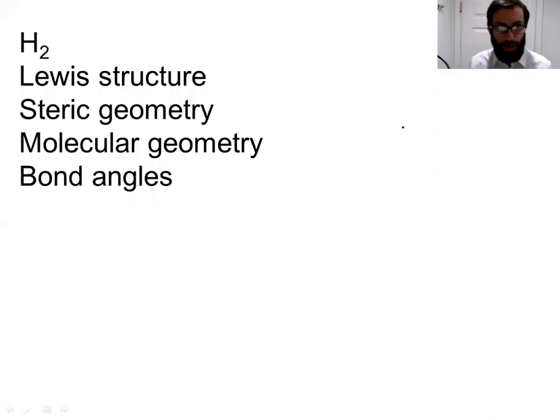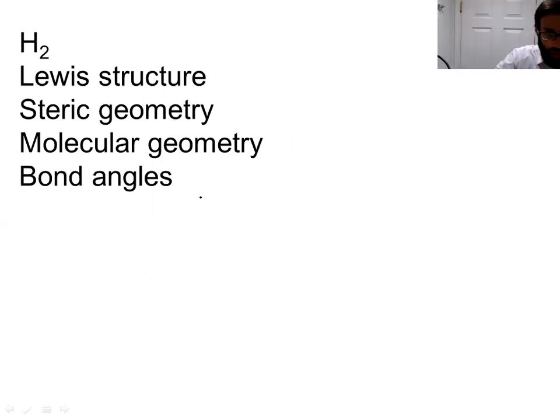All right, so in the next few videos, we're going to be doing practice problems related to a lot of concepts in Chapter 8 and Chapter 9, Lewis structures and VSEPR, the shapes of molecules. So for each of the following molecules, we're going to start off with a simple one, H2. We're going to give the Lewis structure. We're asked for the steric geometry, the molecular geometry, and the bond angles.